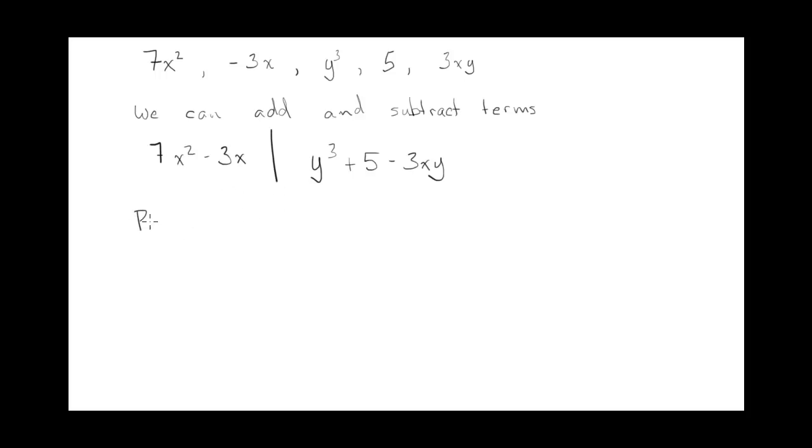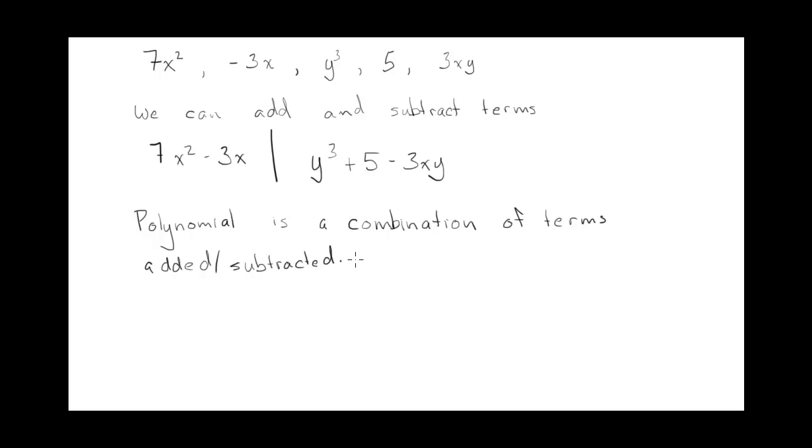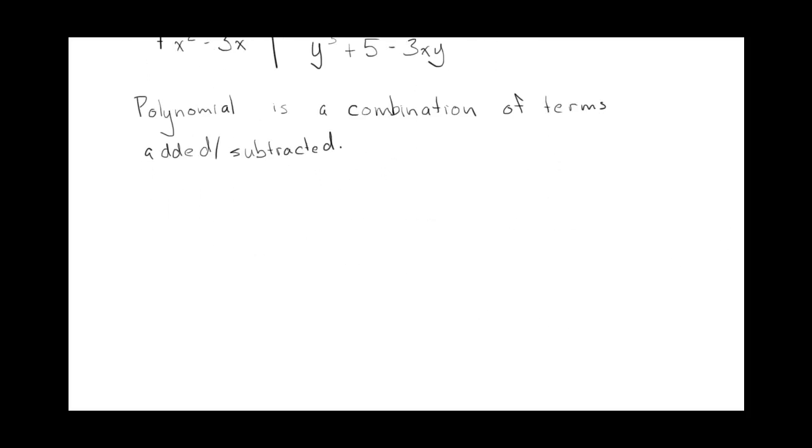So a polynomial is basically a bunch of terms added and subtracted together. It is a combination of terms added and subtracted. We could just say a polynomial is an expression, added or subtracted. Okay, so that's what a polynomial is.